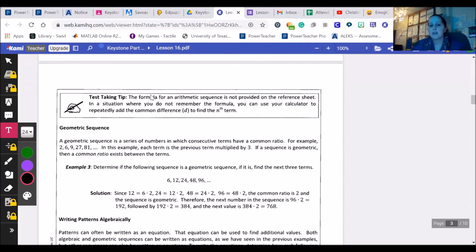A test-taking tip: the formula for an arithmetic sequence is not provided on the reference sheet. In a situation where you do not remember the formula, you can use your calculator to repeatedly add the common difference to find the nth term.